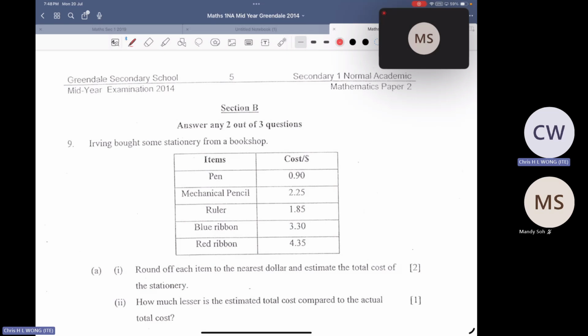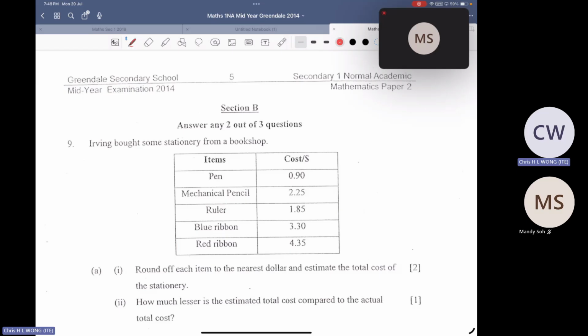You are going to round off each item to the nearest dollar. But they give you 90 cents, 2.25. Round off to the nearest dollar, and estimate the total cost of the stationery. Nearest dollar, no cent. So when you round off to the nearest dollar, you find the total cost.